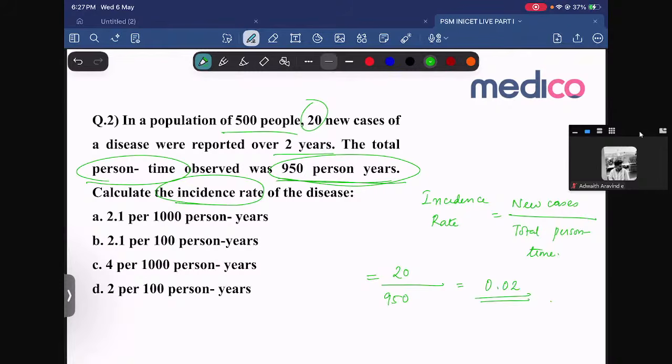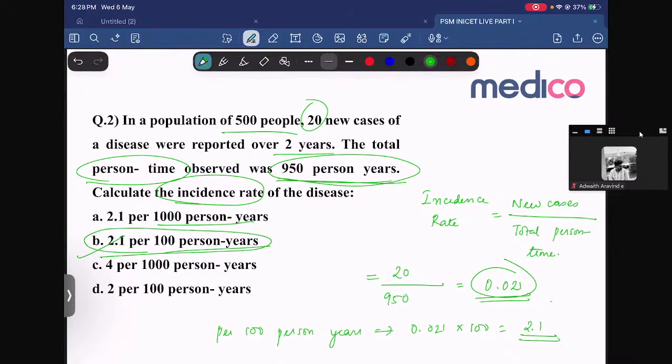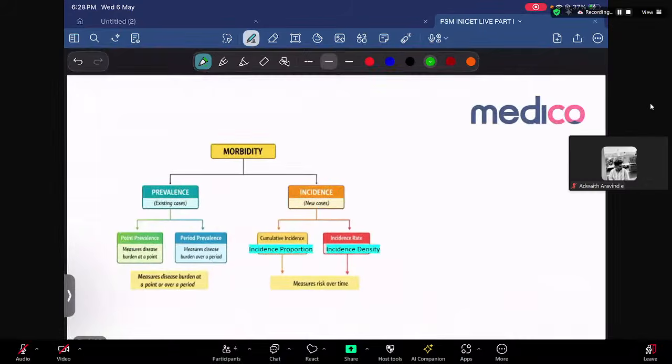Now we have to convert it into person years. The options have 100 person years, 1000 person years like that. So this is not coming. So we'll have to convert it into per 100 person years. When you convert into per 100 person years, you have to multiply this number with 100. You get a number of 2.1. So here the answer would be option B, which is 2.1 per 100 person years. That's how we are going to calculate the incidence rate. This was a previously asked question in the INI-CET.